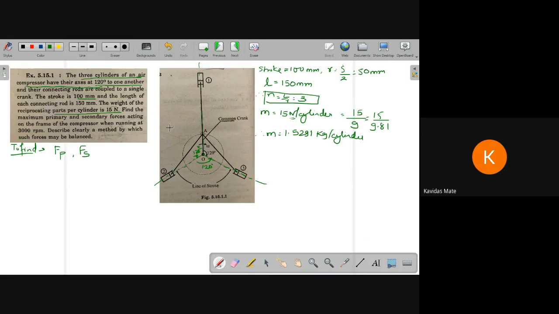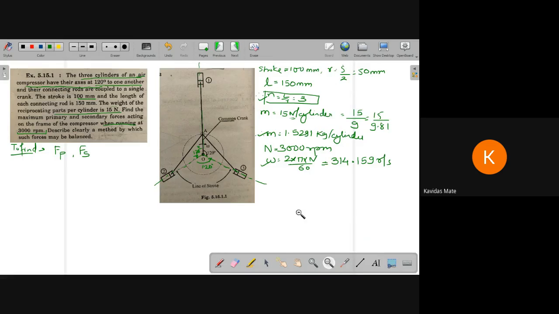We have already discussed that primary couple and secondary couple are balanced since this engine is rotating in a single plane. So out of plane, no forces, so no couple. Next, they have given that it is running at 3000 RPM. So speed N is equal to 3000 RPM. Based on this data, we can find omega. Omega is equal to 2 pi N upon 60, which comes to 314.159 radian per second. So this data is given, this mass is given, n equal to L by R is given, and this entire diagram is given.